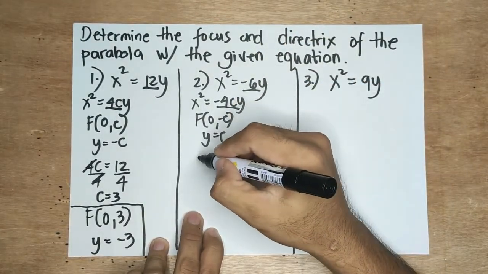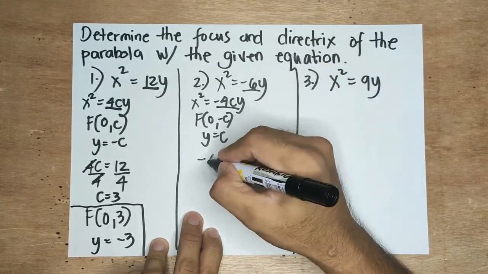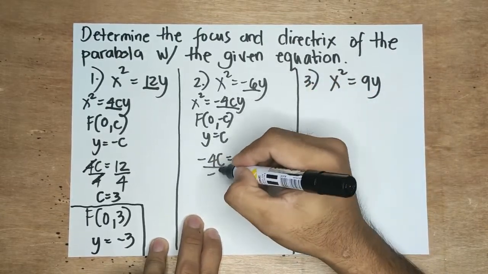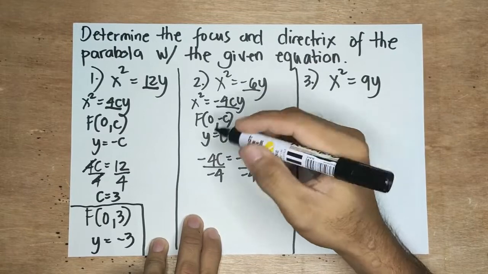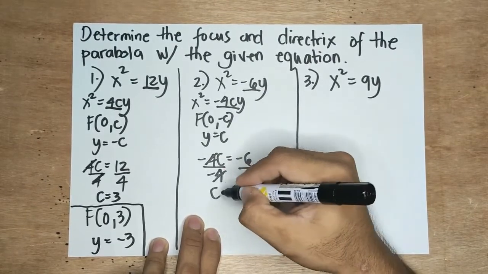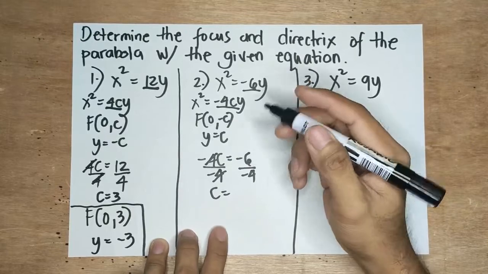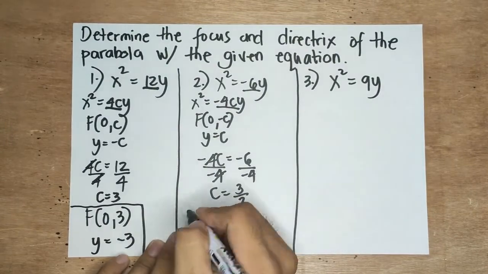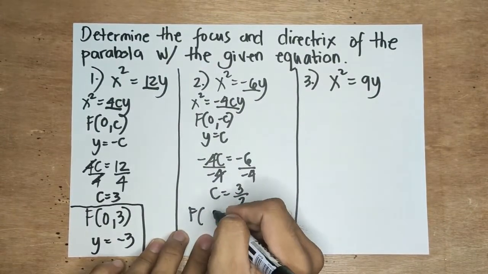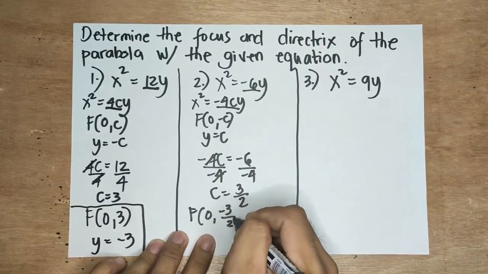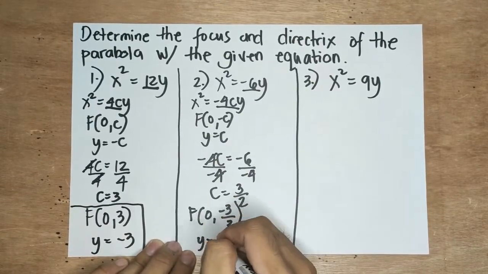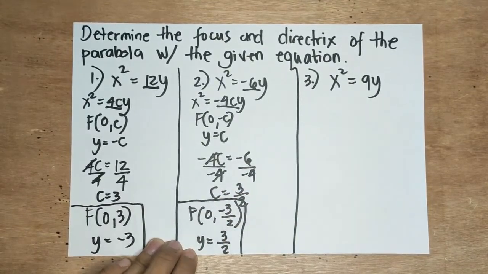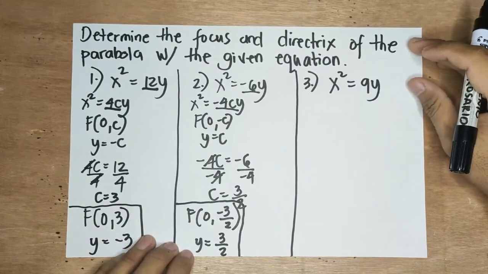Okay, we have negative 4c is equal to negative 6, dividing both sides by negative 4 para maalis yung constant term at makuha natin si c. We have c is equal to negative 6 all over negative 4, or that can be simplified as 3 all over 2. So therefore, our focus is at 0, negative 3 all over 2, and our directrix is at y is equal to 3 all over 2.